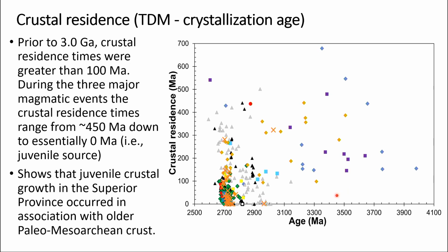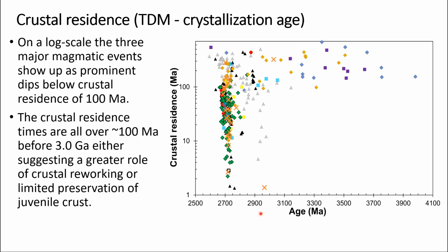So prior to 3 billion years, crustal residence times were greater than 100 million years. During the three major magmatic events in the Superior Province, however, crustal residence times ranged from 450 down to essentially zero, which shows that juvenile crustal growth in the Superior Province occurred in association with older Paleo to Mesoarchean crust.